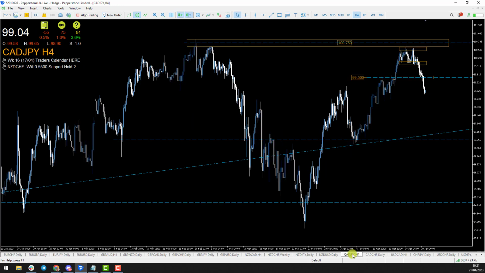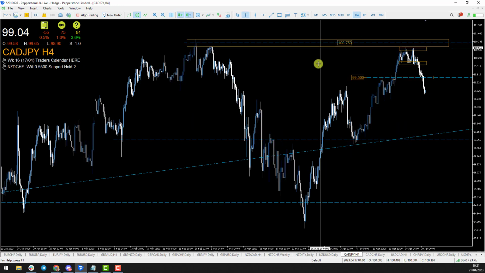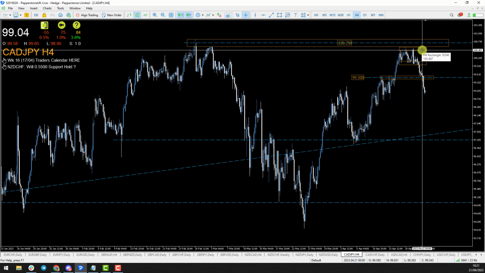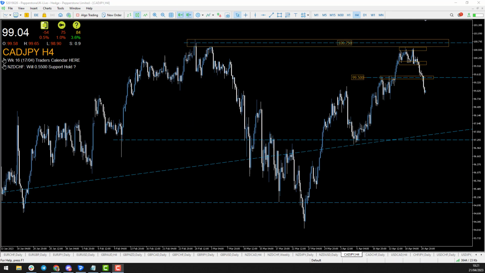Another market we spoke about this week was CAD yen. We talked about price coming up into the 100.75, and that buyers should be wary at this area, because it was an area where we've seen lots of selling pressure in the past, and you can see it's happened exactly the same again. Prices started to sell off from those highs. So if you stayed out of this market, then well done, because it wasn't a market that was particularly on our radar to continue to go long.